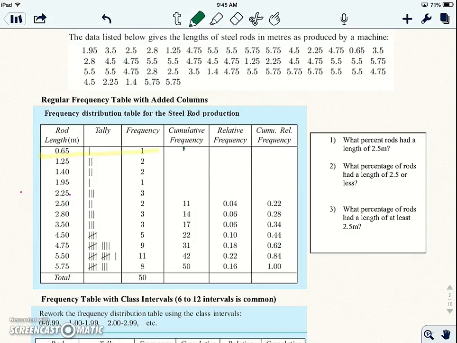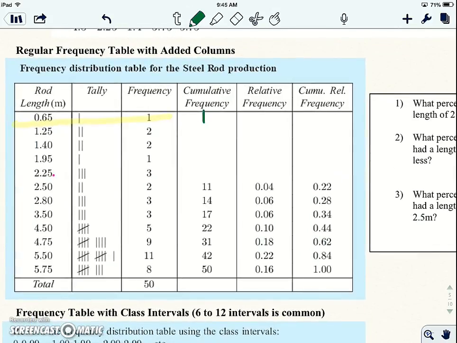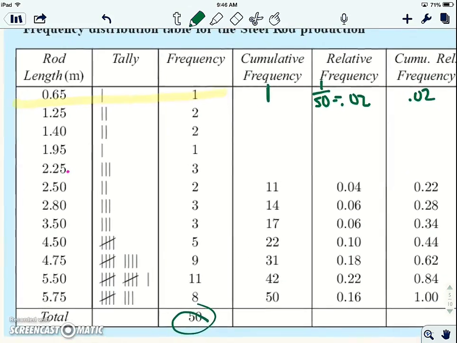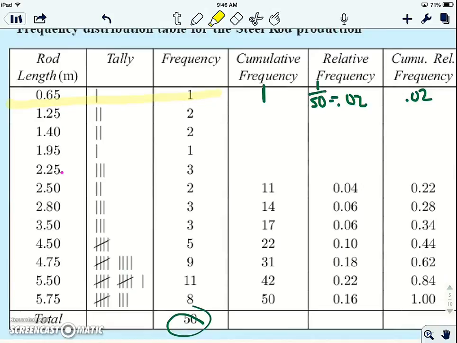So a cumulative frequency of that would be 1. And a relative frequency of that then would be 1 divided by 50, or 0.02, because there are 50 rods total. And the cumulative relative frequency would be 0.02. I'm going to make this a lot bigger so there's lots of room.